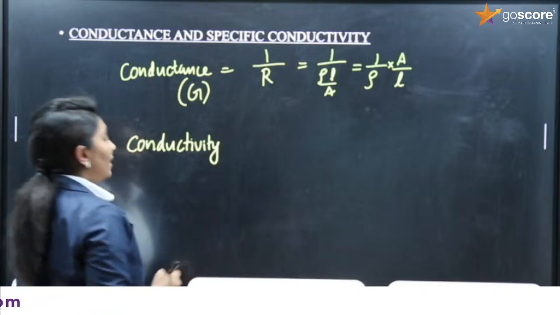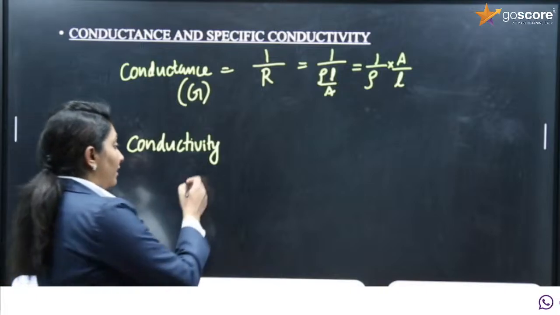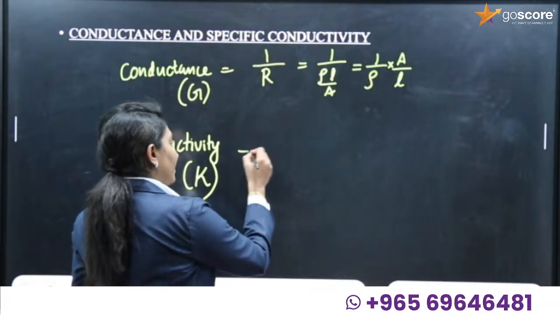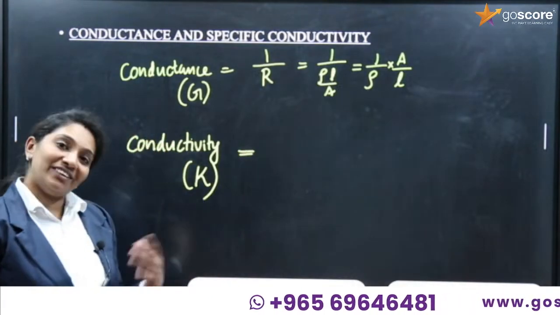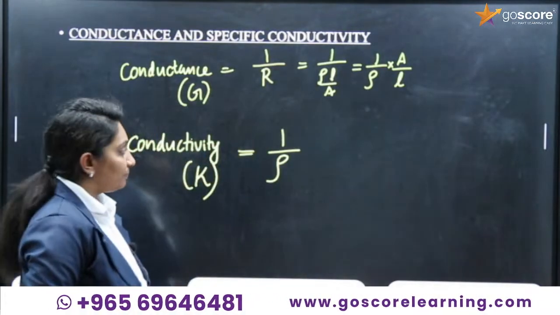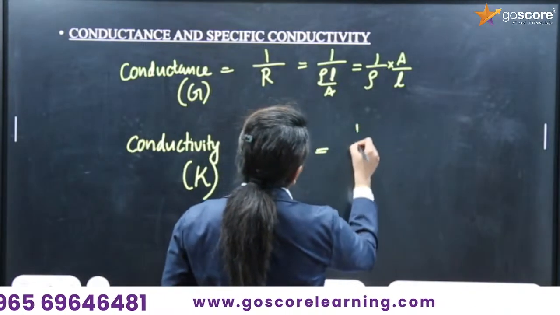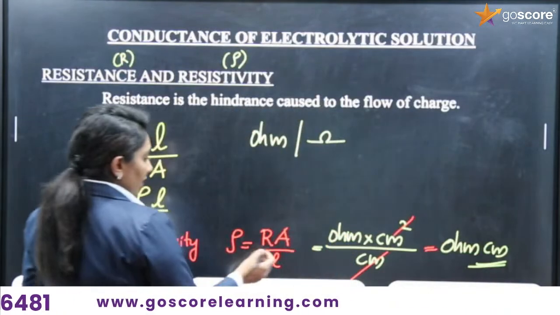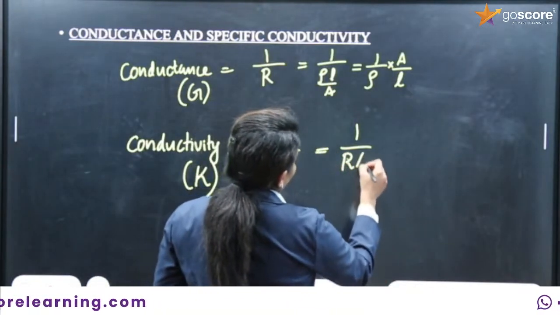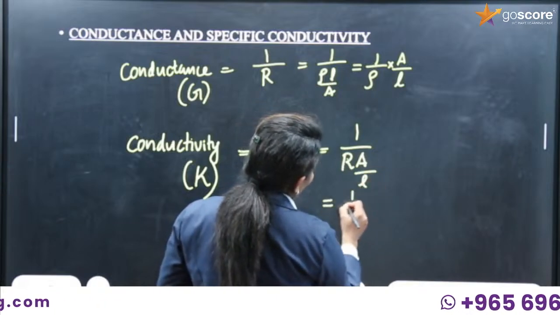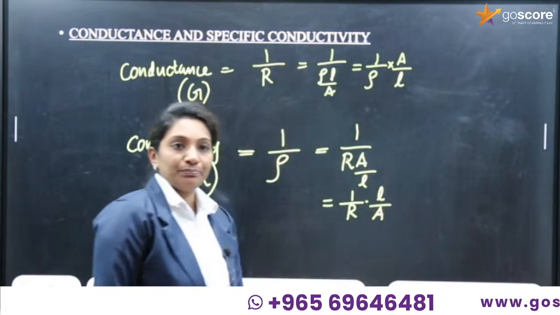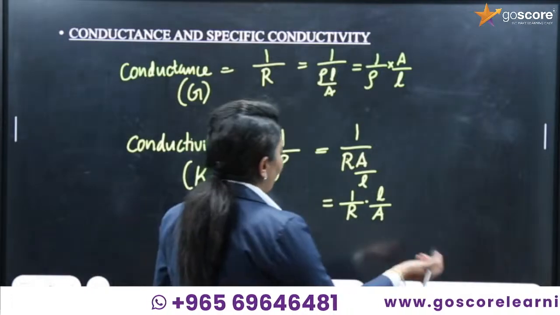Both are okay. This conductivity is usually denoted by the letter kappa. The conductivity is nothing but the reciprocal of resistivity. So what we can write, resistivity is equal to R A by L, right? So I can write it as 1 by R into L by A, right? So 1 by R into L by A.